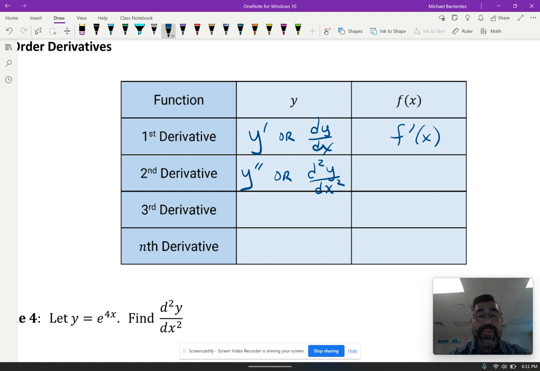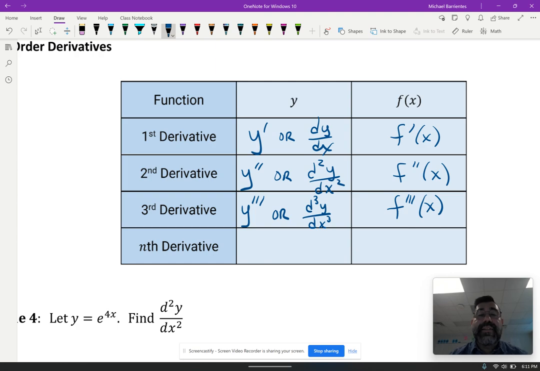And then when I do the second derivative of a function notation, we just say two primes. So the second derivative would be f double prime. We say f double prime or f triple prime. When we do the third derivative, that would be a triple prime, or we would say d3y over dx3. And in function notation, that would be the third derivative with three primes.